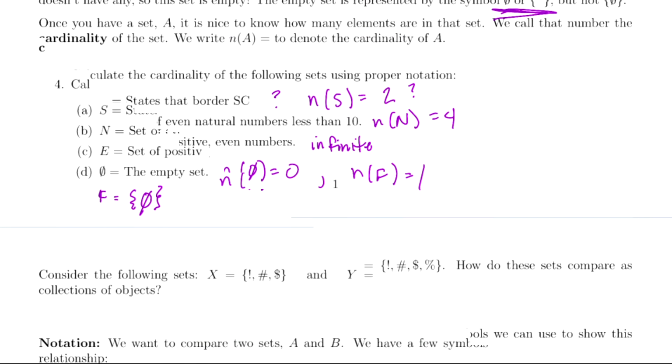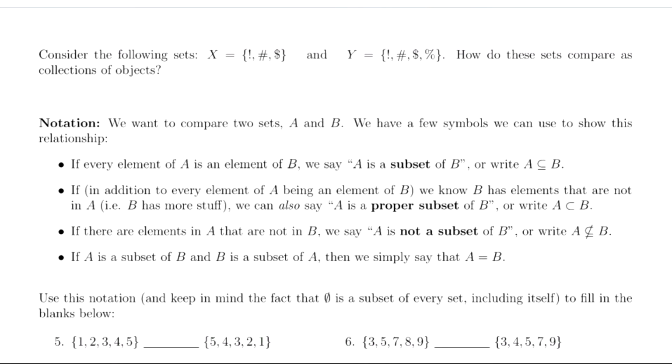Just so you know. Okay, so we have those sets X and Y. How do they compare as a collection of objects? Well, look, we have the exclamation point, the number symbol, and the dollar sign, and those are all 3 here. So X is contained in Y. I'll write that out: X is contained in Y.